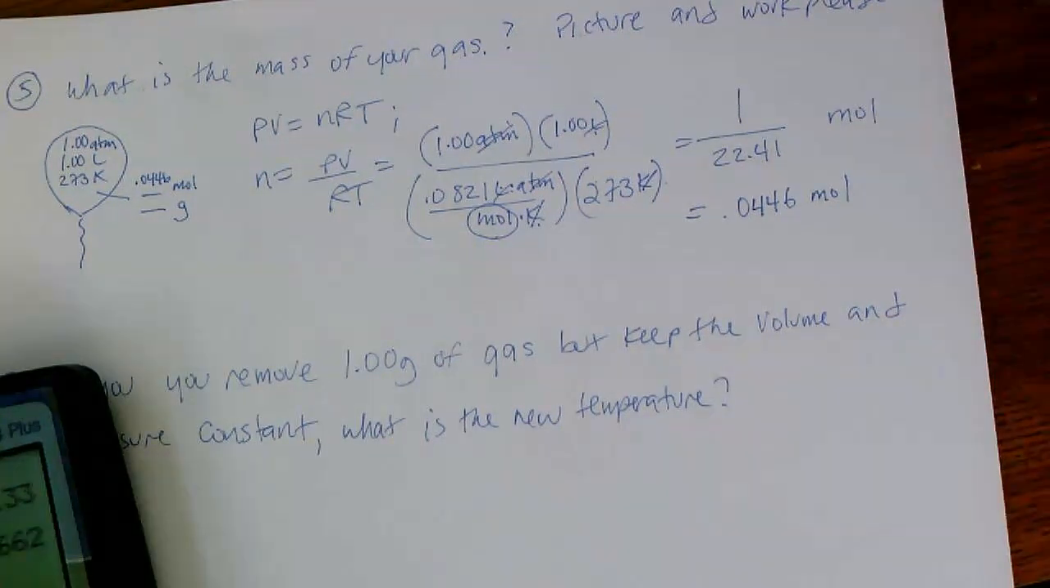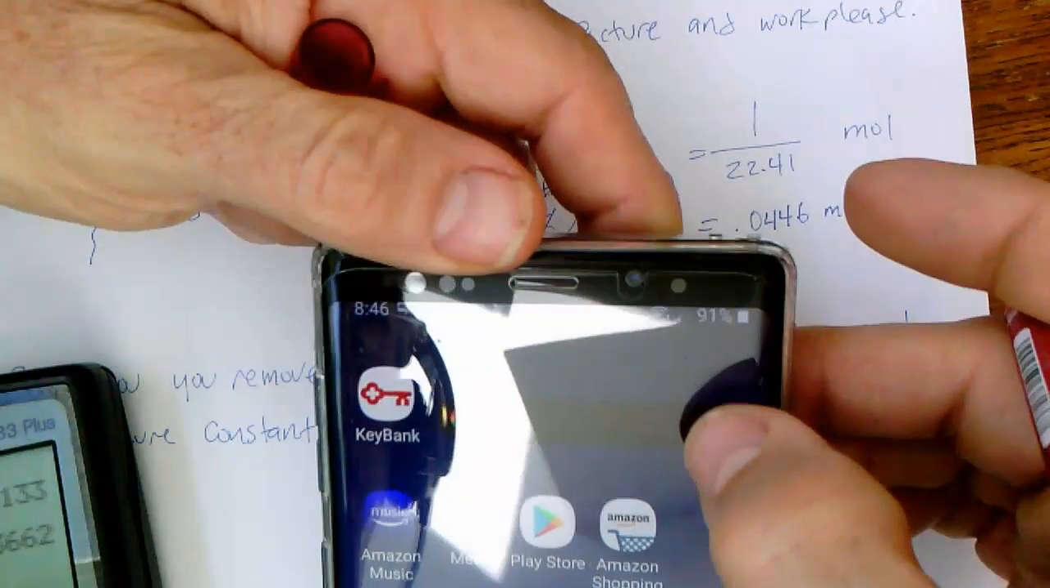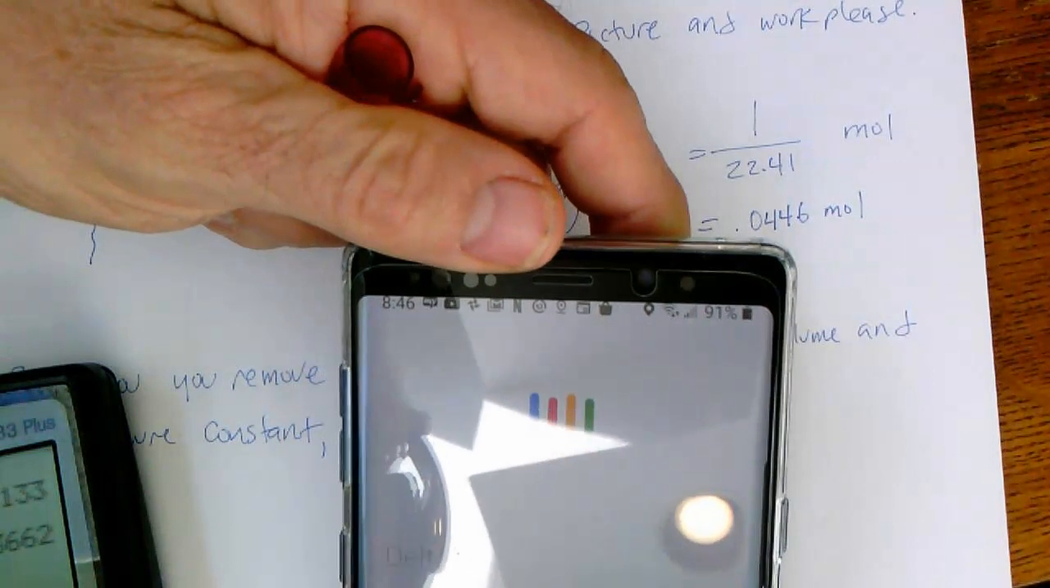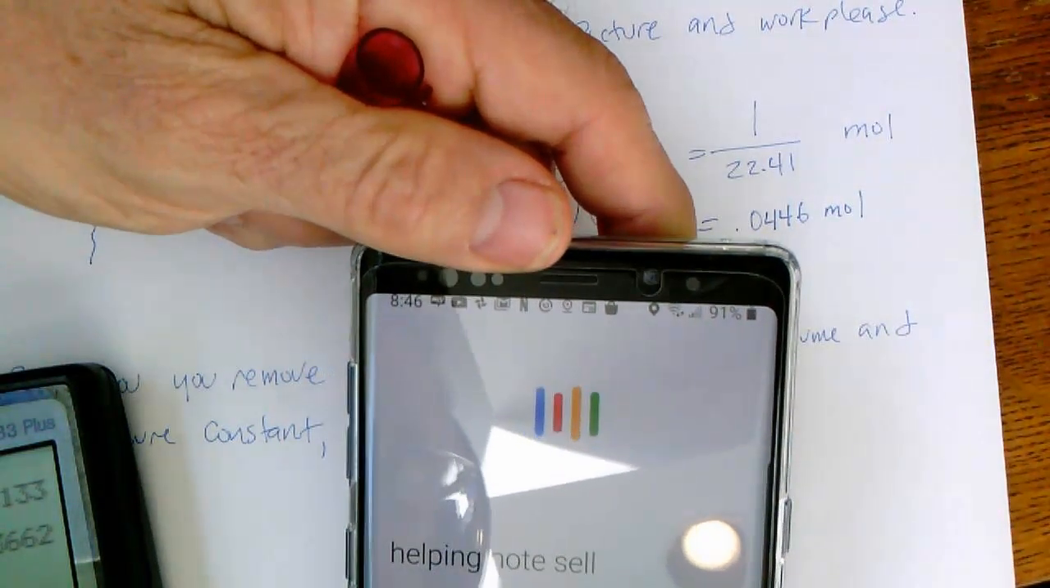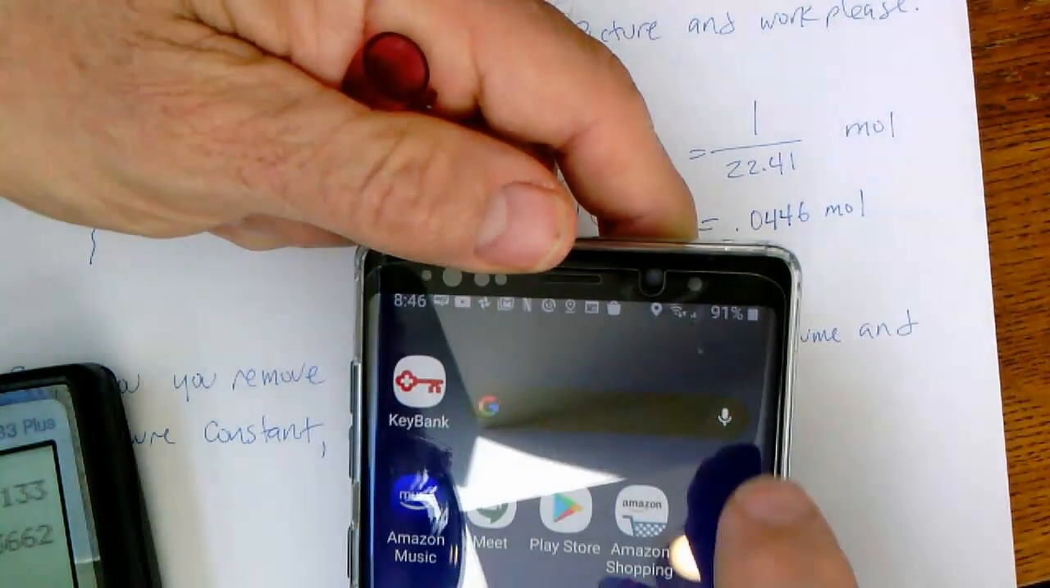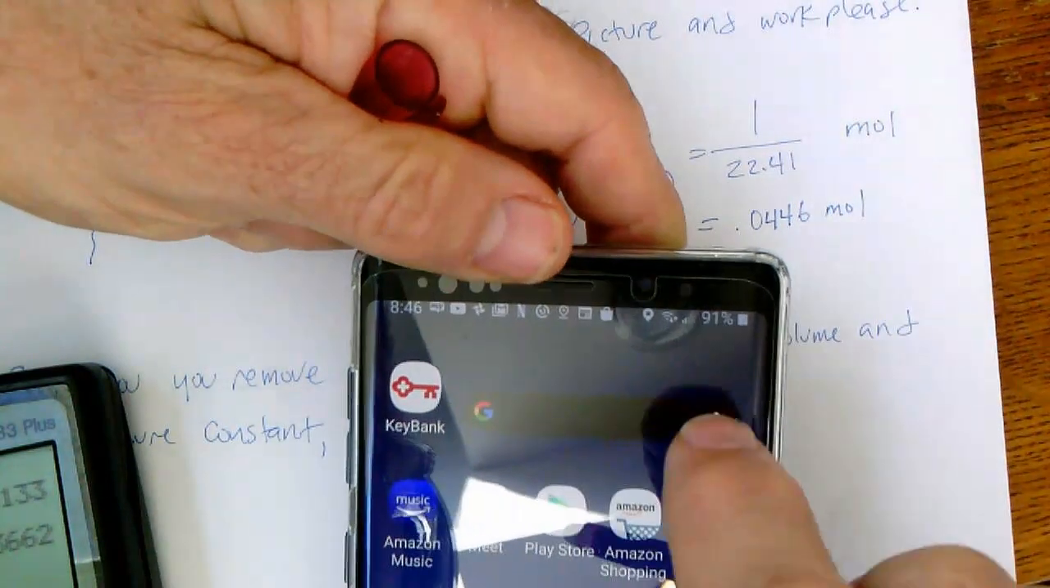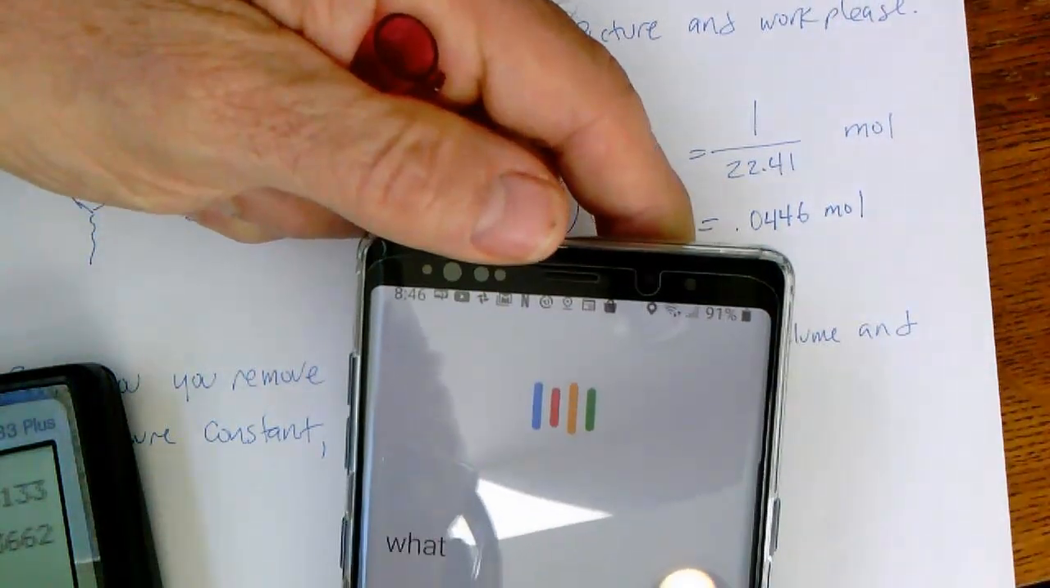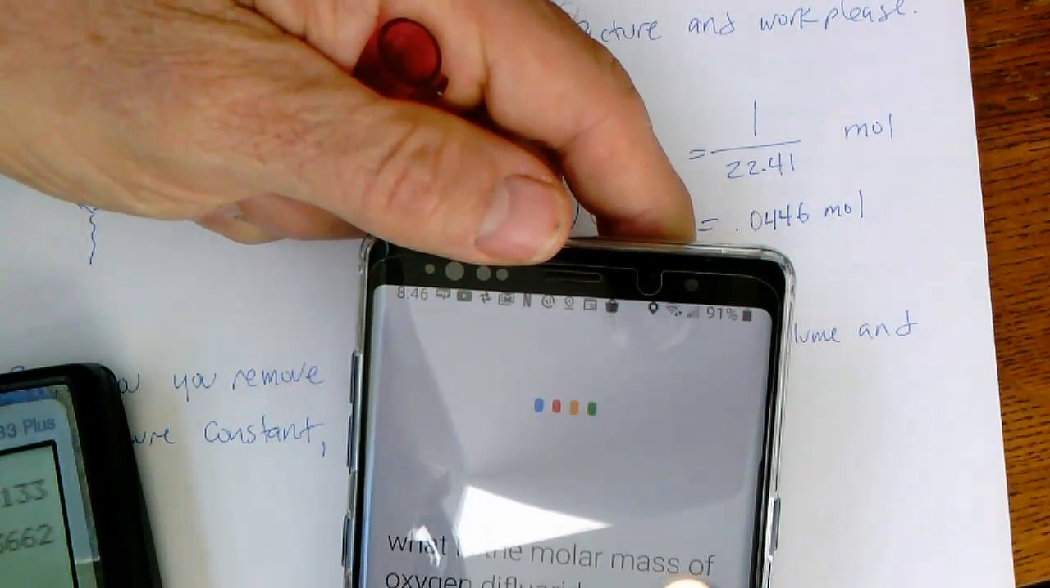You might recall it was oxygen difluoride. It's open notes, so I don't want to record that. Let's do that again. What is the molar mass of oxygen difluoride?